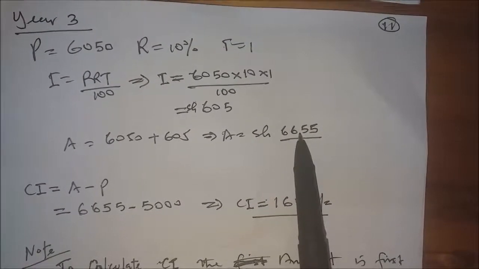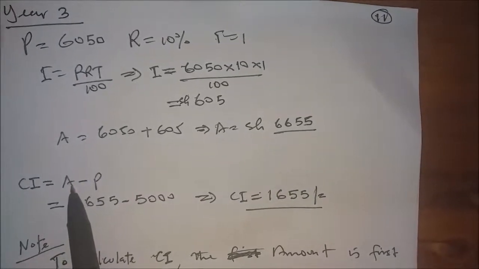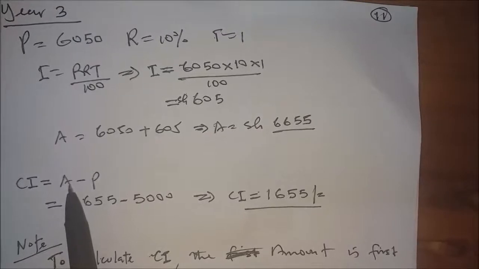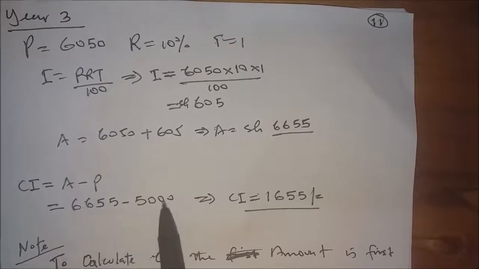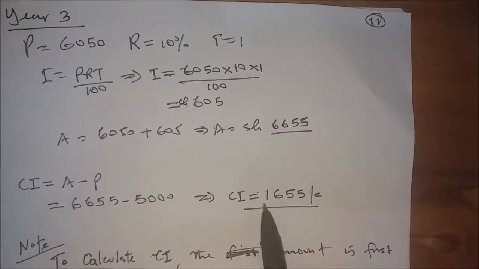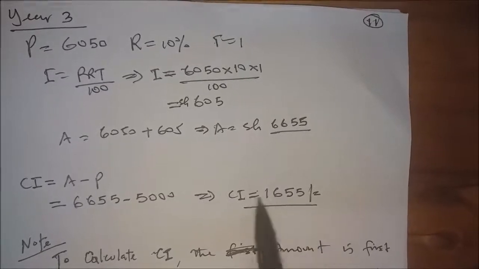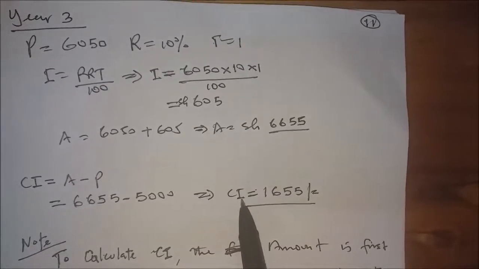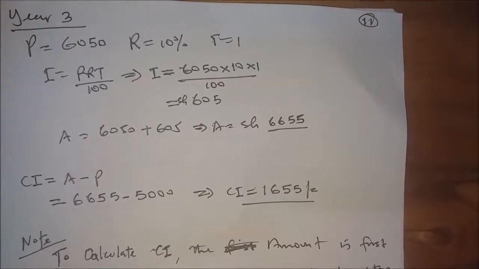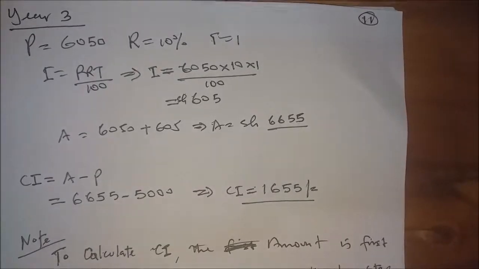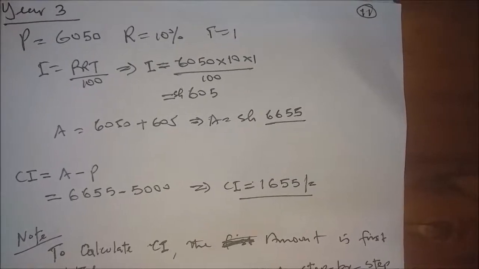Now, what is the compound interest? Compound interest is the difference between the accumulated amount at the end of the period and the original principal. 6,655 subtract 5,000, and our compound interest is 1,655. It is not simple interest, it is compound interest because it was calculated on the basis of varying principals. You have seen that every year we used a different principal sum.